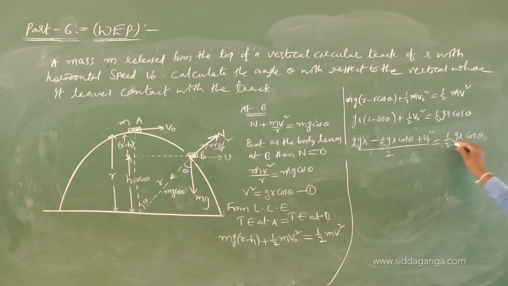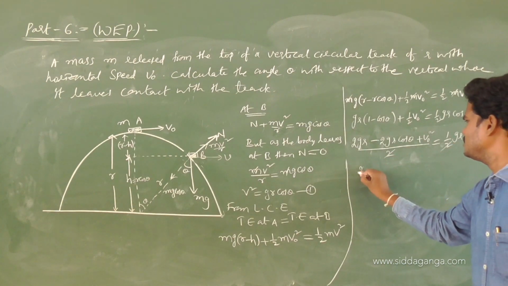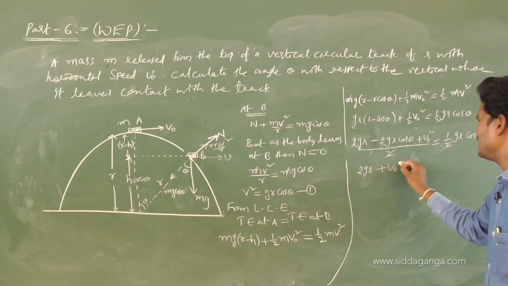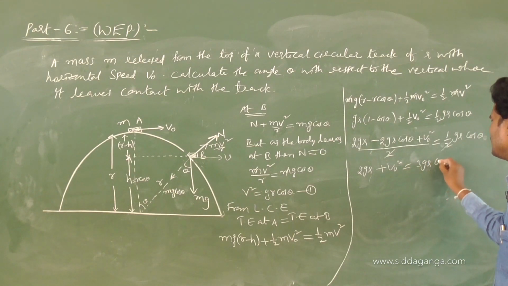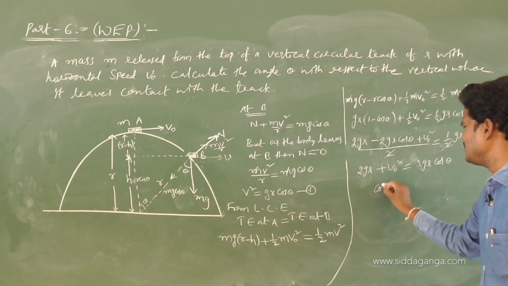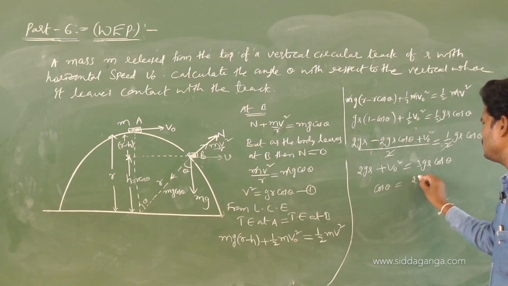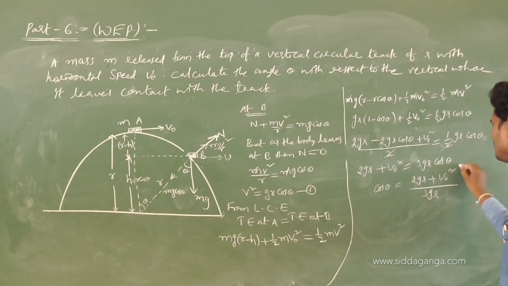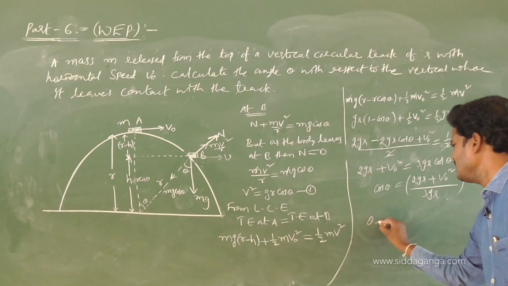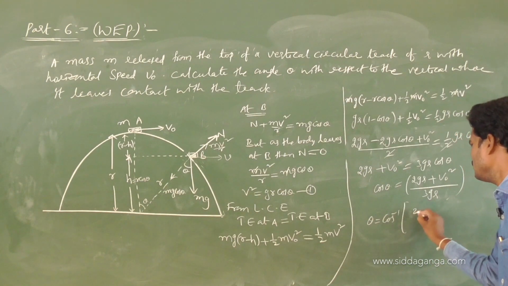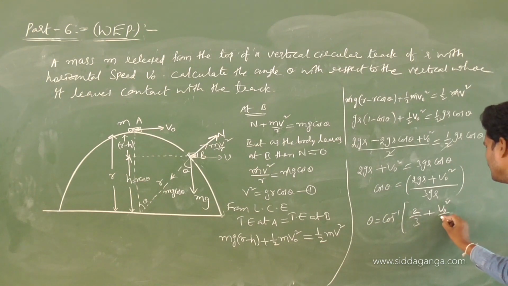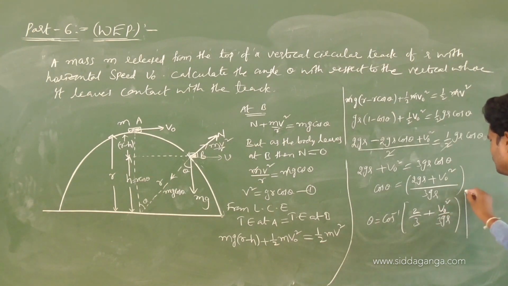Gr cos theta, then 2 gets cancelled, so 2gr. Take this 2gr cos theta to the right side, plus v naught square, 3gr cos theta. So cos theta is equal to 2gr plus v naught square by 3gr. Check the calculations please. So theta is equal to cos inverse of 2 by 3, gr cancelled, and one more 2 by 3, and this is v naught square by 3gr. Verify this.